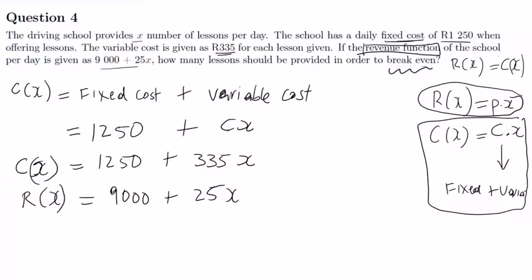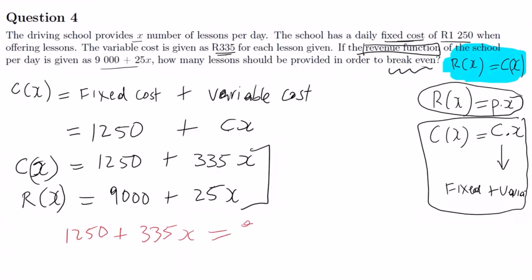So now you've got your two functions, and for you to break even, you need to equate them. So you're going to have 1250 plus 335x is equal to 9,000 plus 25x. Okay, so you simplify this, take the like terms, put them together.